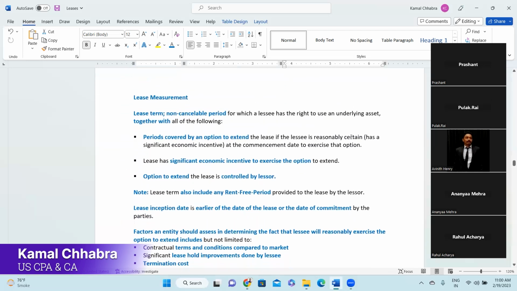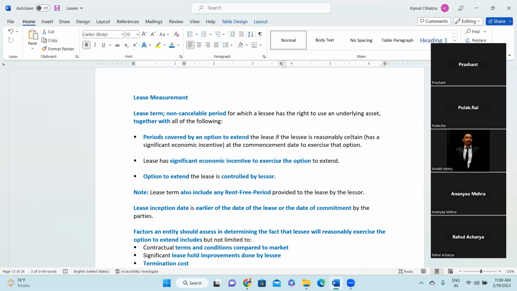Okay, so the next topic is lease measurement. Lease measurement is basically how to value the lease. It depends on the lease term majorly, right? Lease term is the non-cancelable period for which the lessee has a right to use the underlying asset, together with the following. First, the period covered by an option to extend the lease if the lessee is reasonably certain at the commencement date to exercise that option, right?